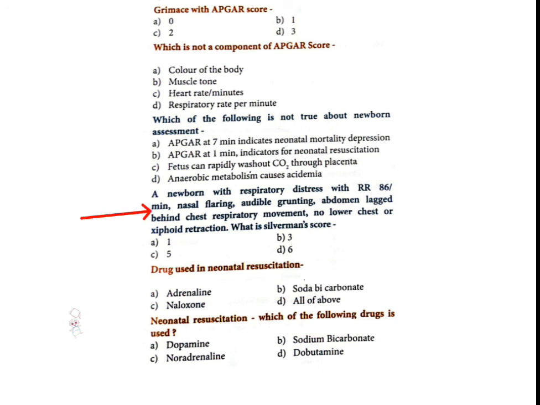Next question. A newborn with respiratory distress with heart rate 86 per minute, nasal flaring, audible grunting, abdomen lagging behind chest respiratory movement, no lower chest or xiphoid retraction. What is the Silverman-Anderson score? 1, 3, 5, 6. Correct option is 5.